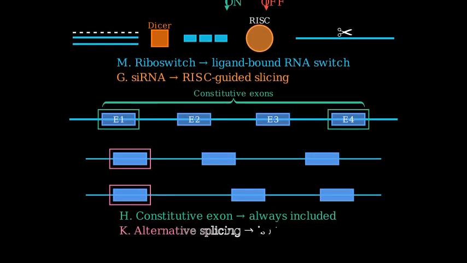H constitutive exon, always included. K alternative splicing, different exon choices, different proteins.